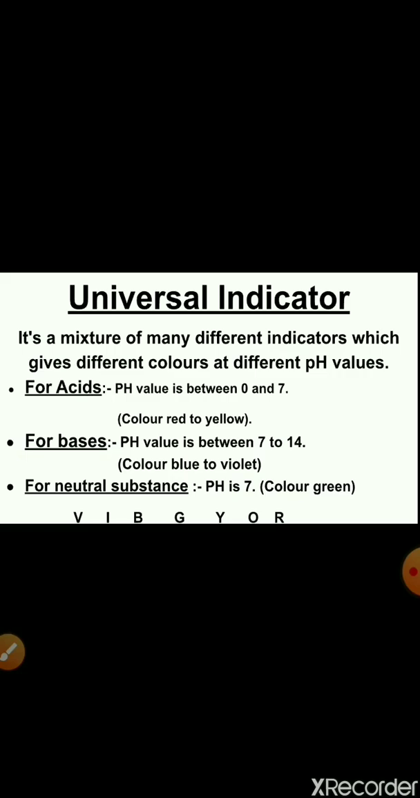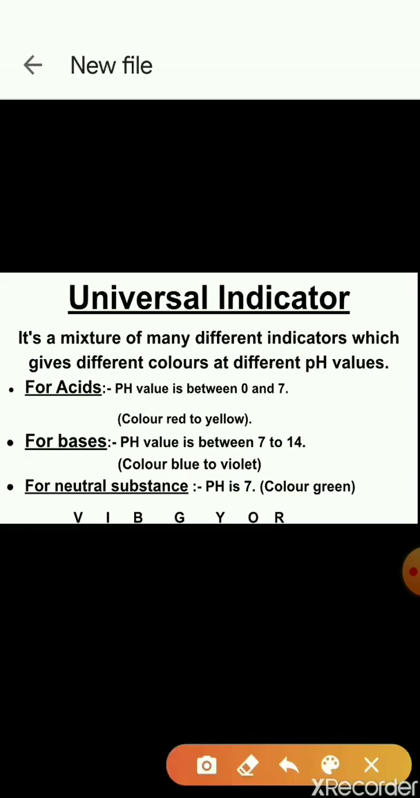Next is for bases. The pH value of bases is between 7 to 14, which means more than 7 and it reaches up to 14. Here the color will be blue to violet. For neutral substances, the pH value is exactly 7 and it gives color green.